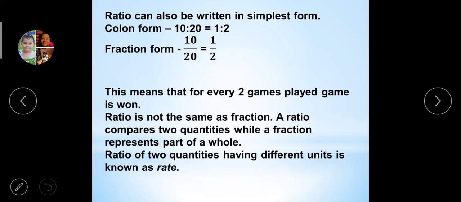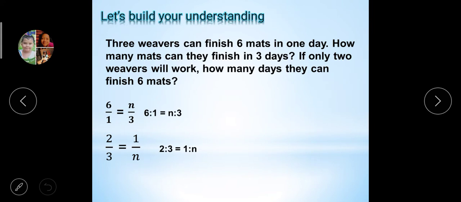Okay. So, this 2 is an example of a direct and inverse proportion. So, the first one, ito po, this one is an example of a direct proportion. While this one is an example of an inverse proportion.